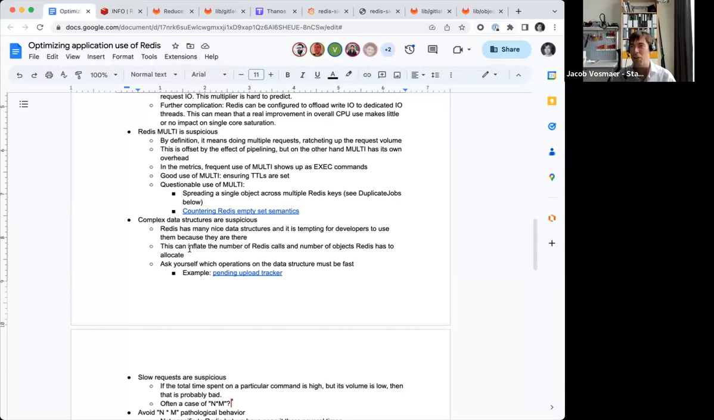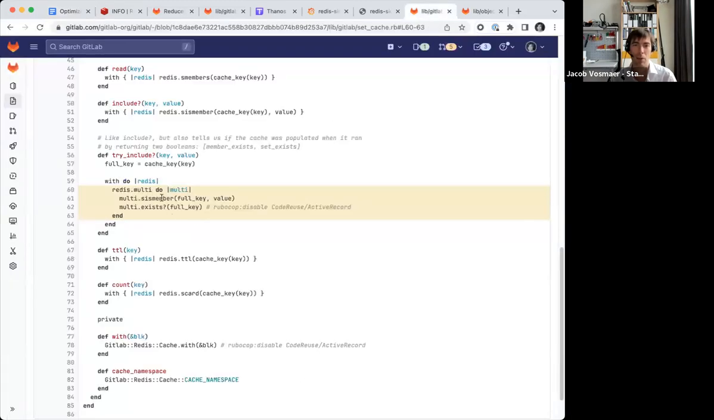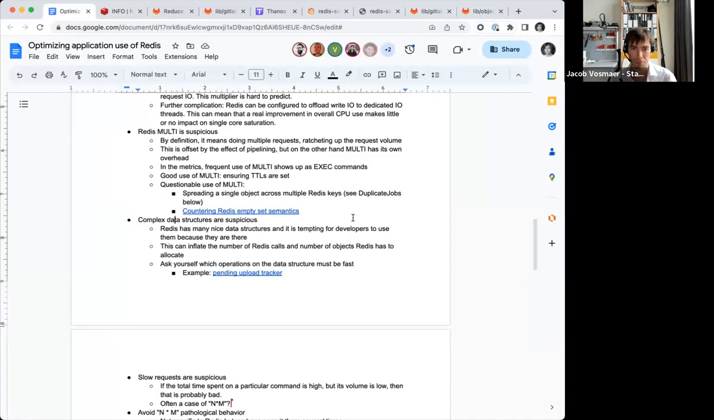So anything that is not a string key in Redis, ask yourself, what operations are we doing on this data structure that we really need this data structure for? And if you can avoid them, then that's probably going to be faster. The moment you have a complex data structure and you're often fetching the entire data structure, that is a red flag. Although in the case of that set cache, membership checks are a very good reason to want to be using a set, because you don't want to have to fetch the entire set to check for membership. So that's a valid use of a data structure.